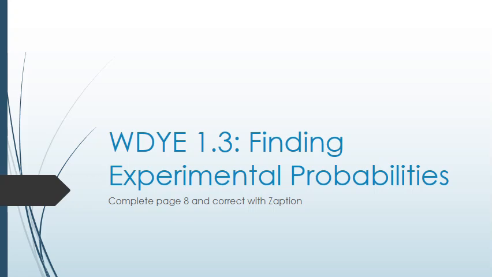Today in class we talked about finding experimental probabilities. Hopefully you've had a chance to complete the problems on page 8 and now you can correct them with this section.